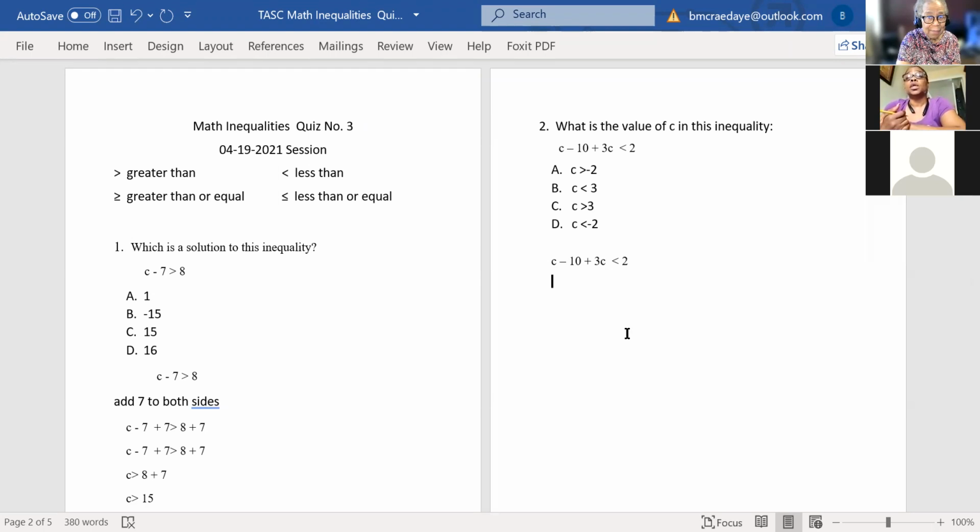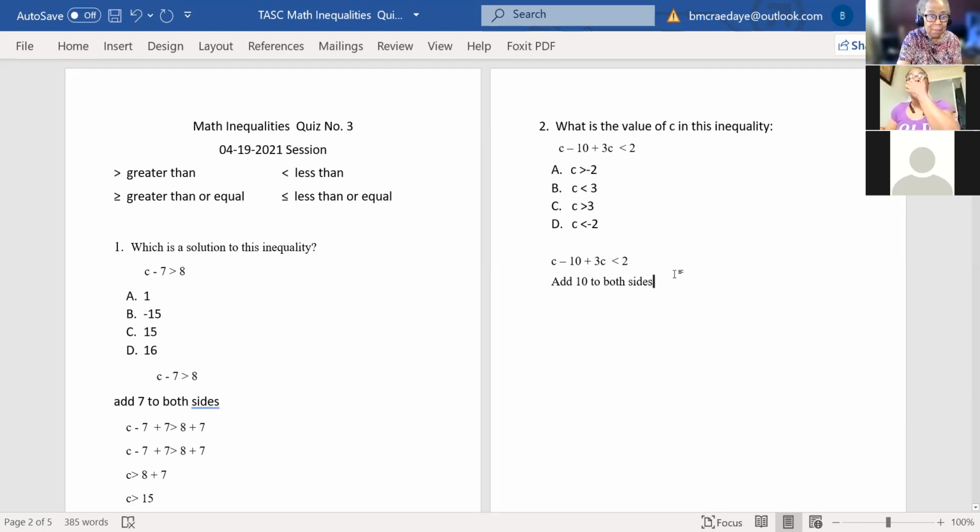You do the C minus 10. You do the 10 first. Do you agree? Do the 10 first. This is subtraction. So what did we do with the 10? Okay, you add it to both sides. Very good. That's right. We add 10 to both sides.